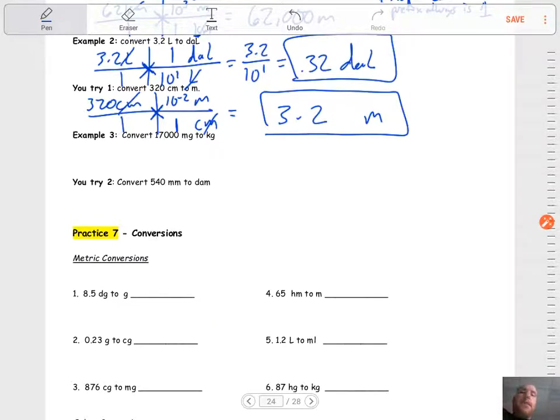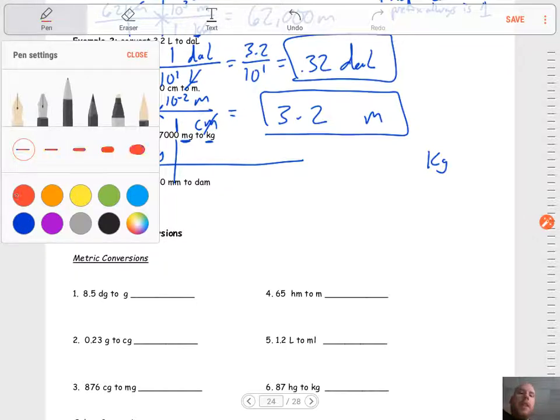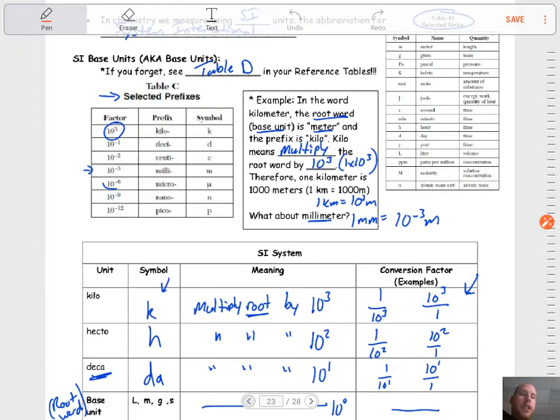Now, example 3, maybe you've tried this already, maybe you haven't. Okay, notice we have 2 prefixes here. So we're going to start the same way. We have 17,000 milligrams. We're trying to get to kilograms in the end. So I'm going to set up my T-chart, put my 1 down there as a placeholder. Okay, but what's going to be helpful is when we take a look here.